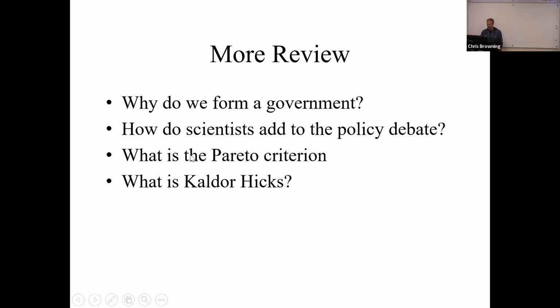All right, so how do scientists add to the policy debate? Through insights that they produce, that generate, to be able to inform the policy decisions. Yeah, absolutely. How do we inform as scientists?